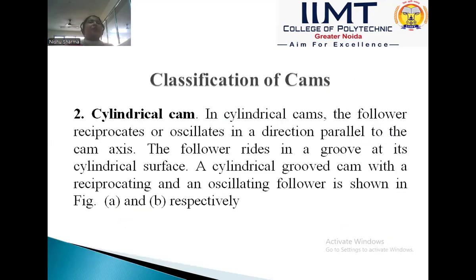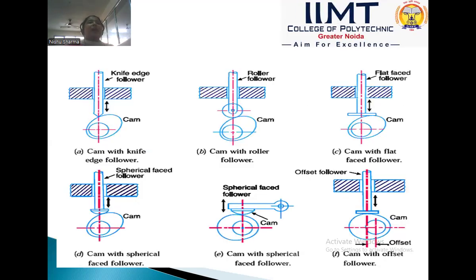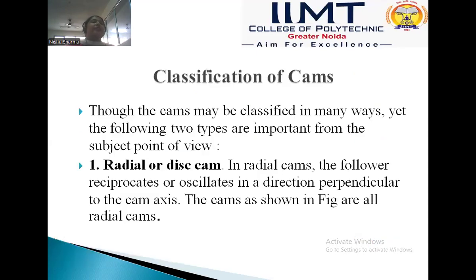Okay, now the classification of followers is finished. Now we will discuss the classification of cams. Basically, there are two types of cam. The first one is the radial or disc cam, and the other one is the cylindrical cam. Okay, so firstly we will discuss the radial or disc cam.